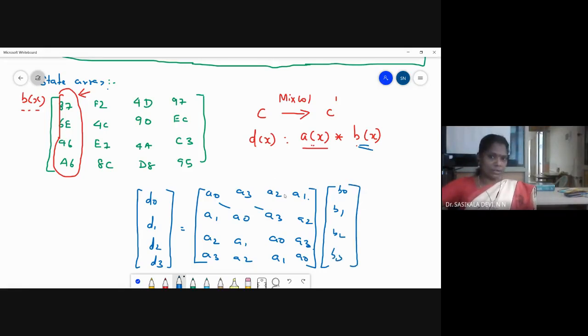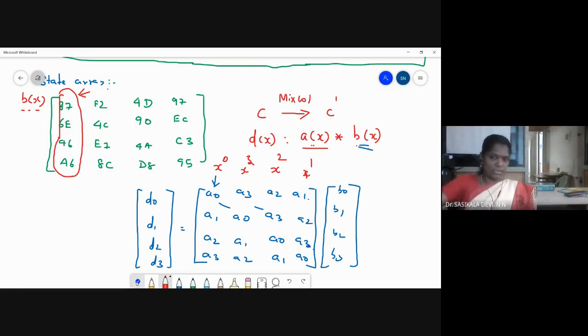What is actually A0? A0 is the coefficient of x power 0. A3 is the coefficient of x power 3, A2 is the coefficient of x power 2, and A1 is the coefficient of x power 1. Sorry, all these are powers. So this is the coefficient of x power 0, this is x power 3, this is x power 2 and this is x power 1.